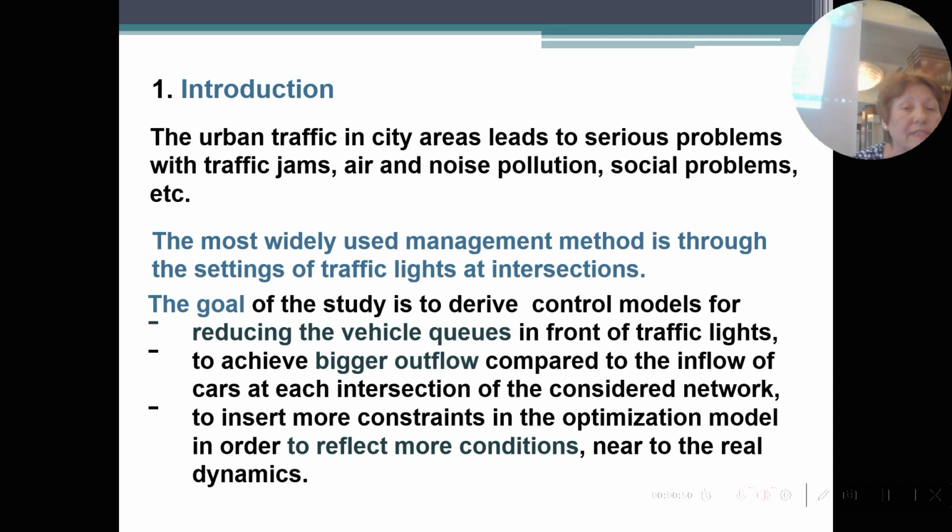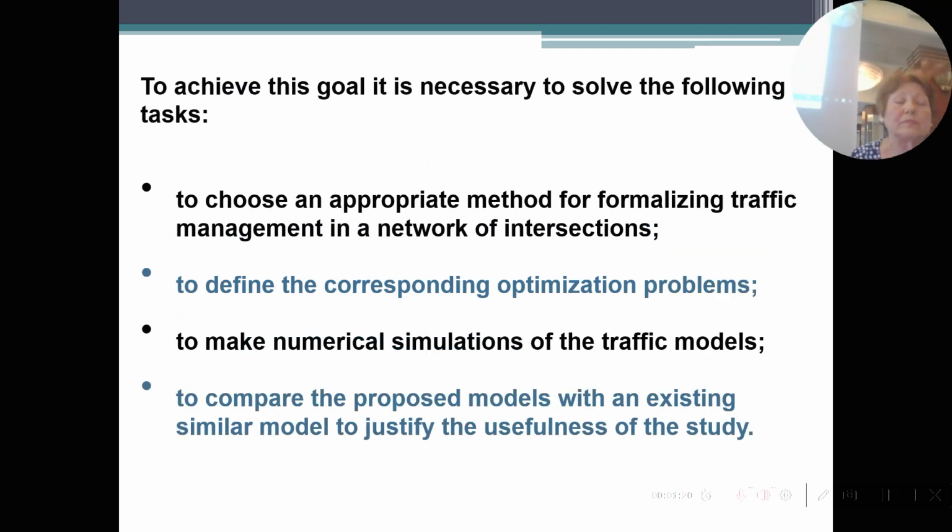The goal of the study is to derive control models for reducing the vehicle queues in front of traffic lights to achieve bigger outflow compared to the inflow of cars at each intersection of a given network, and to insert more constraints in the optimization model in order to reflect more conditions near to the real dynamics.